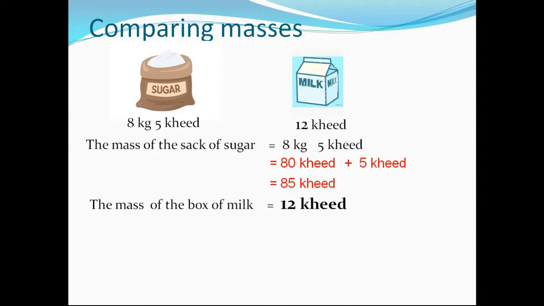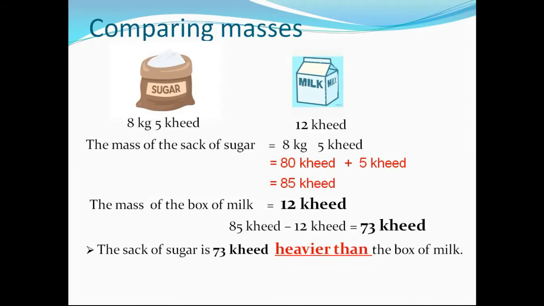Next, the mass of the box of milk is 12 kg. So we use minus for our math operation to compare the two objects. We have 85 kg minus 12 kg equals 73 kg.